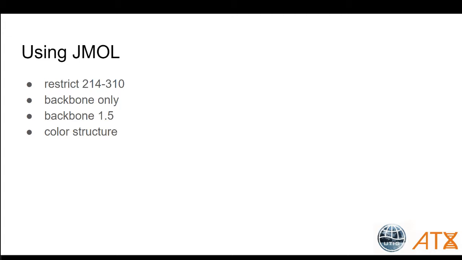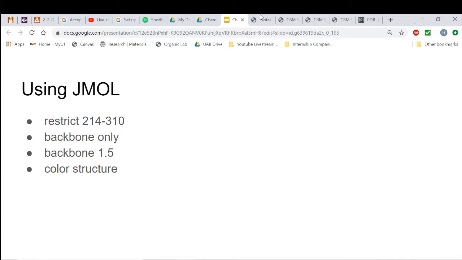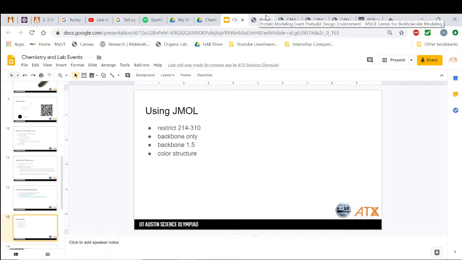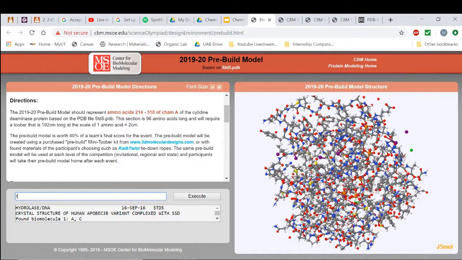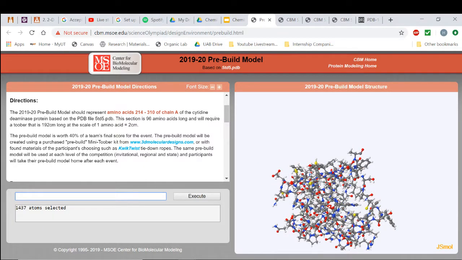What restrict does is it restricts the protein from residue, which just means amino acid, from amino acid number 214 to amino acid number 310. So the pre-build always only does a subset of the protein. If we do this here, as you can see, a lot of the protein just disappeared because now we're just focusing on this year's event. The next thing you want to do is backbone only.